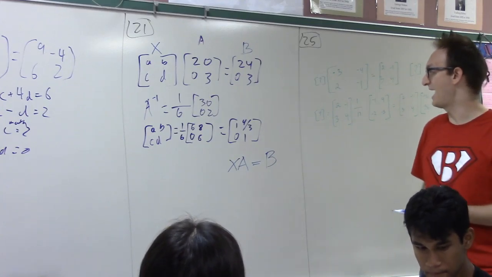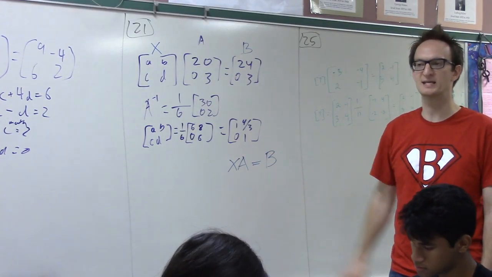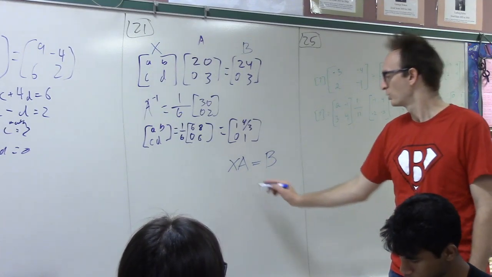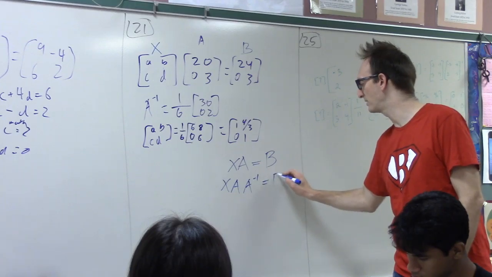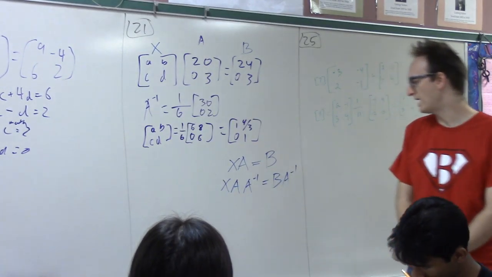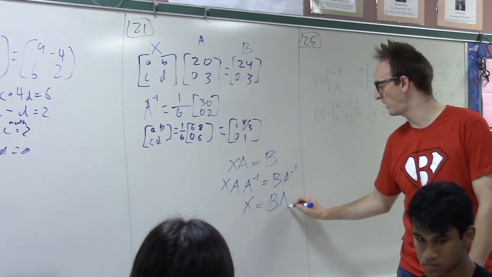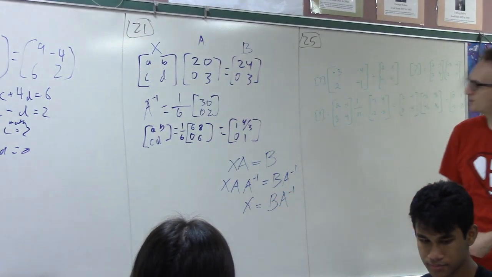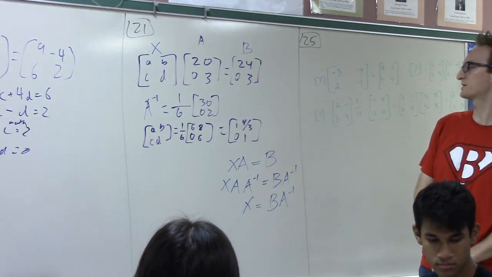Yeah. And Michael Tang, how do we solve the matrix equation XA equals B? You right-multiply by the inverse of A. You right-multiply by A inverse, yep. That is exactly correct. And that will solve this matrix equation. So I just did a little bit of matrix algebra there, and he did it too. He just did it without writing all the steps out.